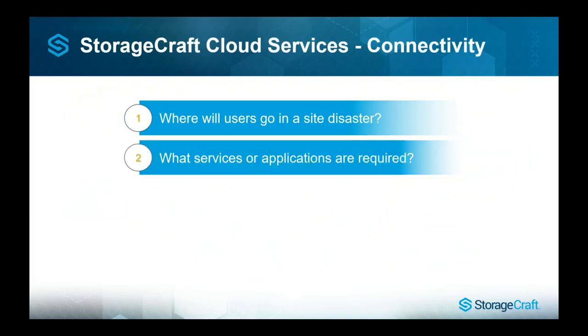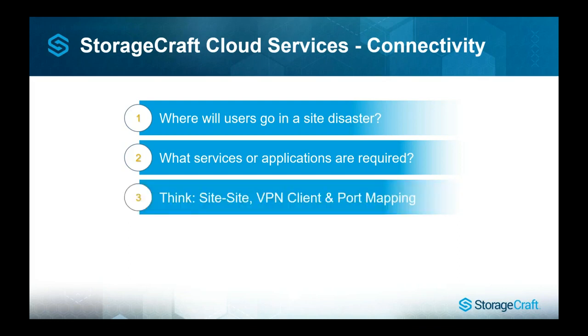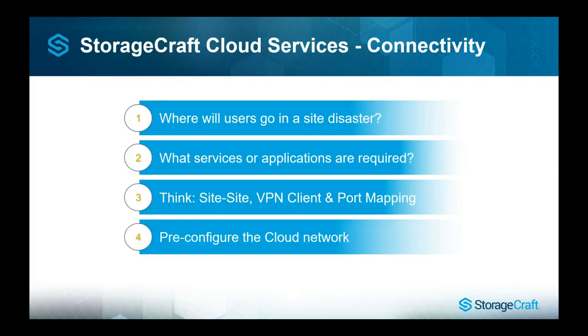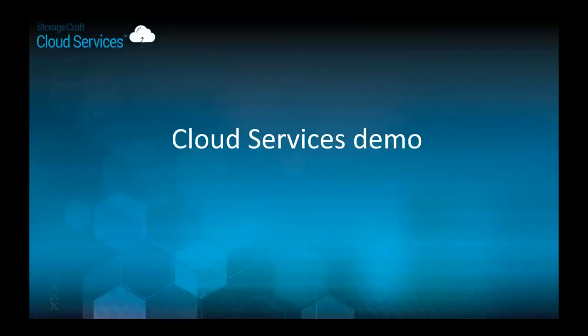So, again, where will people go? What services or applications are required in the event of different types of disasters will help you ascertain what needs to be in the cloud. Think about the options: site-to-site VPN, VPN client, port forwarding, that kind of thing, and then pre-configure it in the cloud. You don't have to, but if something goes wrong, you've then got to figure out all the firewall rules, and it's going to take time to get the customer functional, which could already be a stressful time. So the great thing is there's no cost to pre-configure and test all of the components in the cloud, and we've made it really easy with a very simple front end to do that.